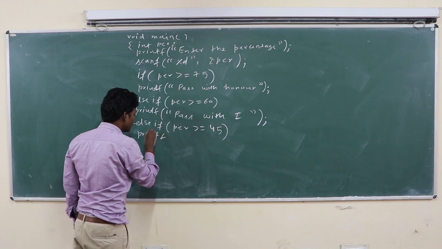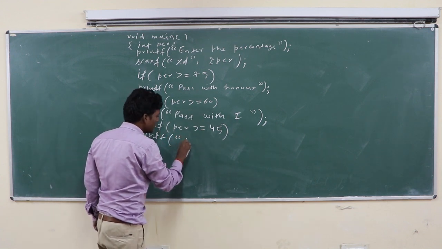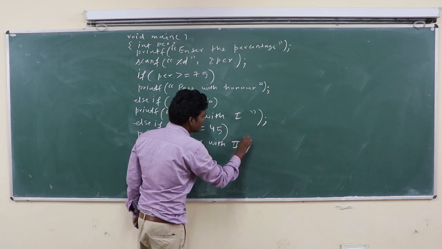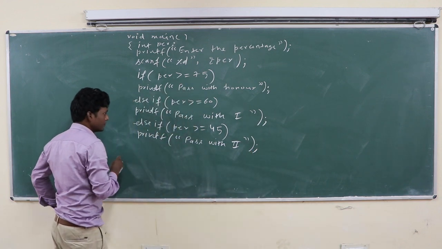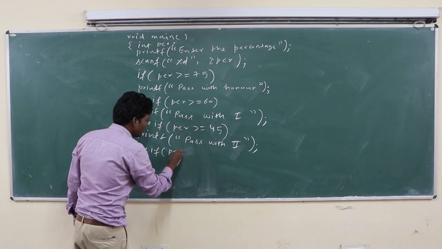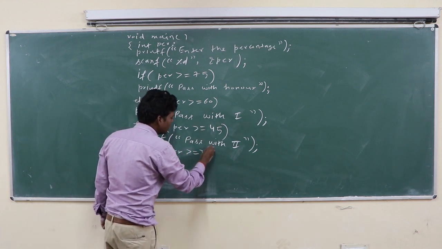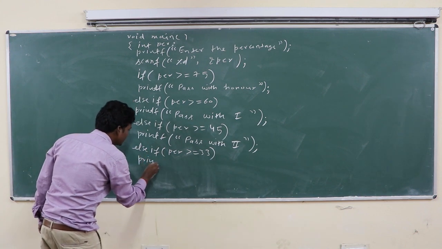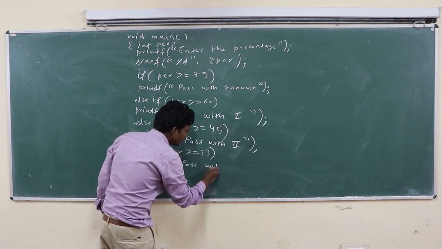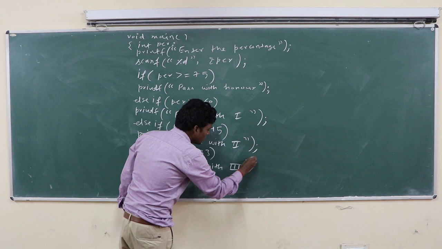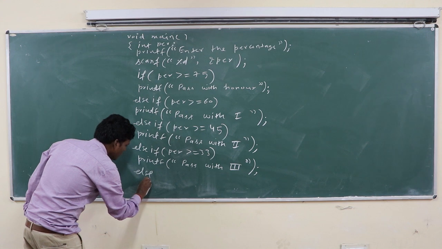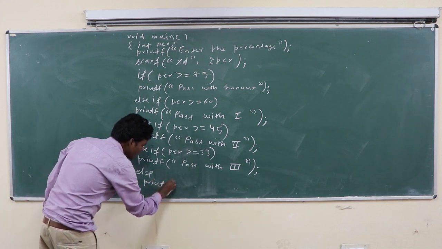printf pass with second division, okay. Else if PER is greater than or equal to 33, printf pass with third division. Else printf fail.